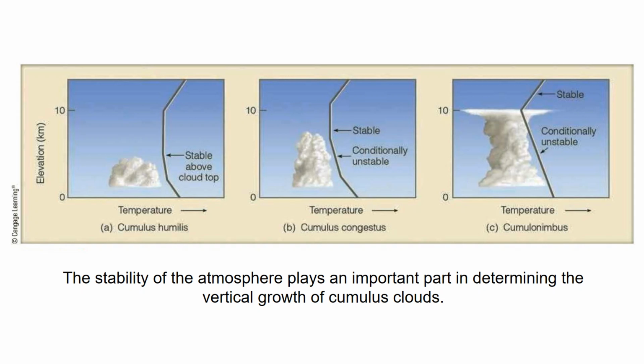In diagram B, we have another cloud. It's cumulus congestus. If the atmosphere is deep conditionally unstable, it will form cumulus congestus. We'll know more about that. I'll show you an actual picture later on. But then if the atmosphere is conditionally unstable for miles deep, it can form cumulonimbus clouds with the anvil top.